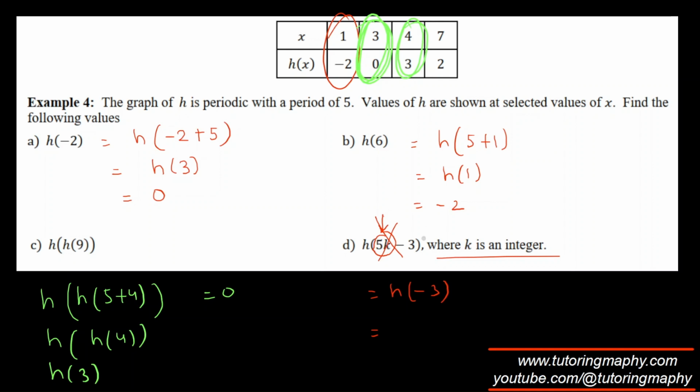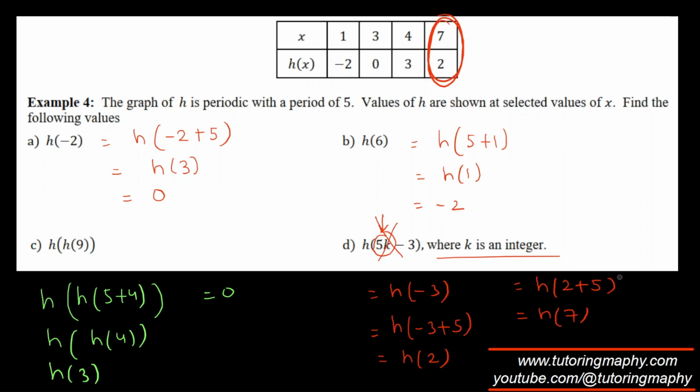I don't know what h of negative 3 is, but that's totally fine. I'm going to add a period to it so that I can get a positive number, which is going to give me h of 2. Well, I still don't have h of 2. That's totally fine. I'm going to add another period until I find a number that is in the table. If I add 5, I get 7, and fortunately I have h of 7, which is just 2. So that should be my answer.